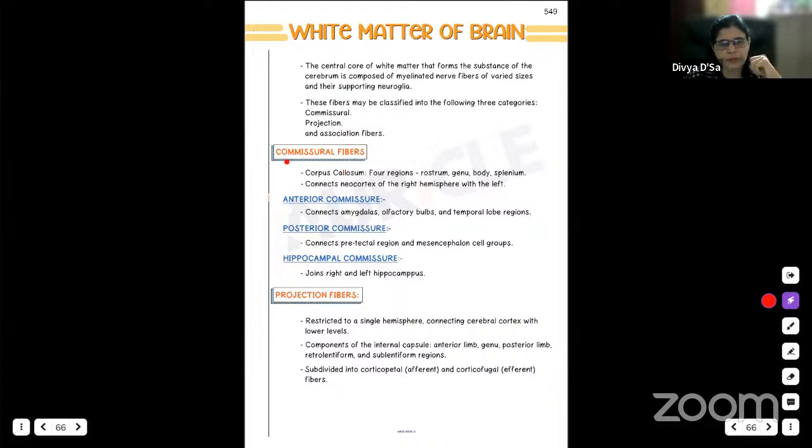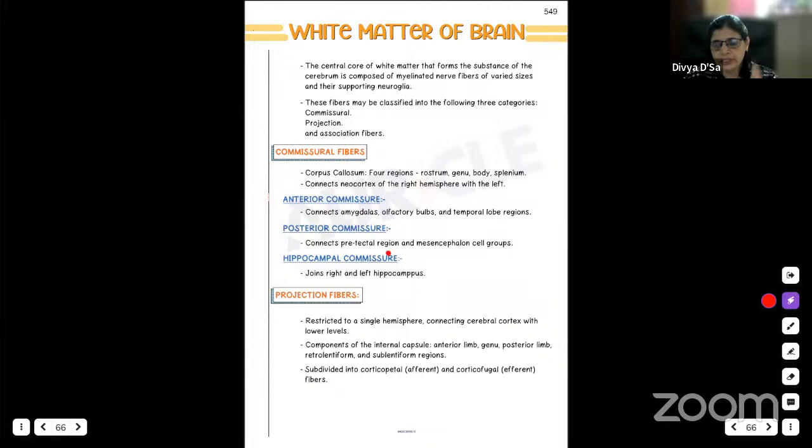When we say commissural fibers, for example corpus callosum, basically they connect the different parts of the hemisphere. Corpus callosum connects the neocortex of the right hemisphere with the left. Here we have anterior commissure, posterior commissure, and the hippocampal commissure fibers. Anterior commissure connects the amygdala, olfactory bulbs, and the temporal lobes. Whereas the posterior commissure connects the pretectal region and the mesencephalon. Hippocampal commissure joins right and left hippocampus. Then we have projection fibers.